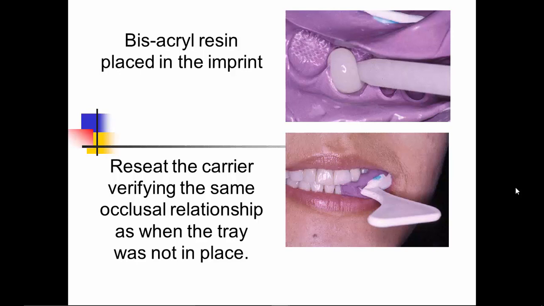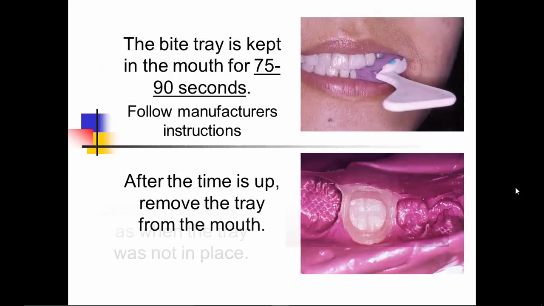I take my bisacryl resin, auto-mixing, placed in the imprint. I reseat the carrier, verifying the same occlusal relationship as when the tray was not in place, and I leave it in place. The clock is ticking. The bite tray is kept in the mouth for between 75 and 90 seconds. Just follow the manufacturer's instructions. And when the time is up, I remove the tray from the mouth. The bisacryl is still a little rubbery, and typically it comes off in the impression.